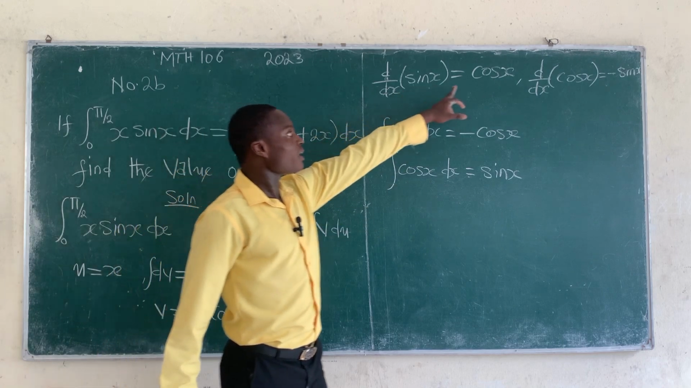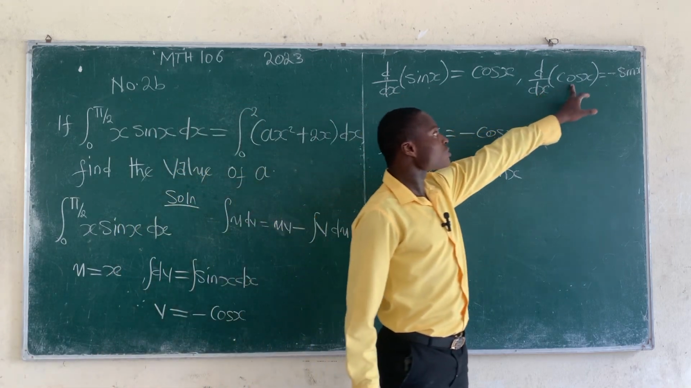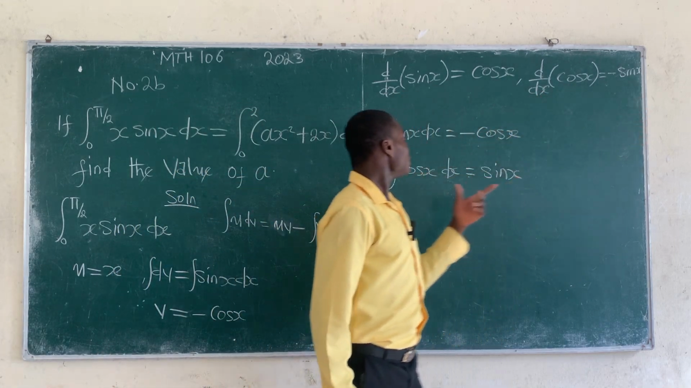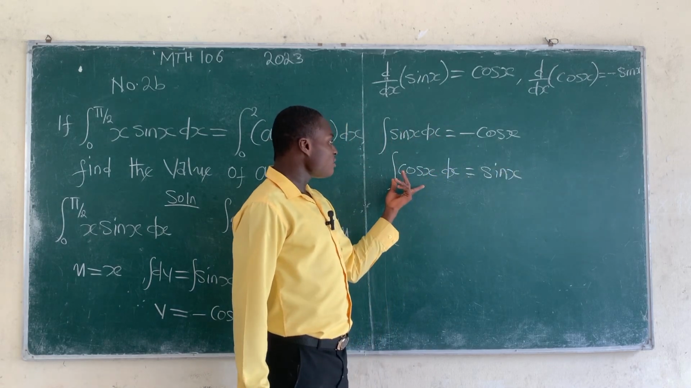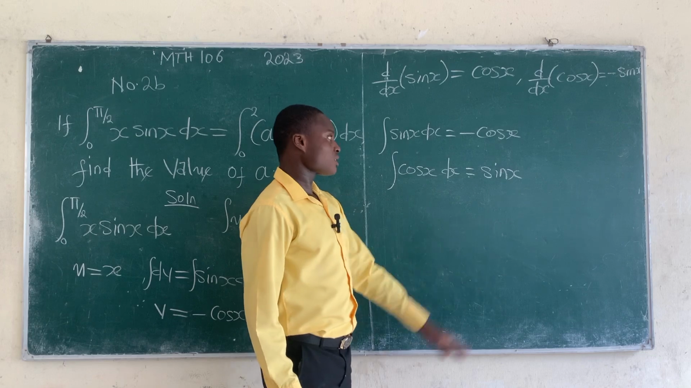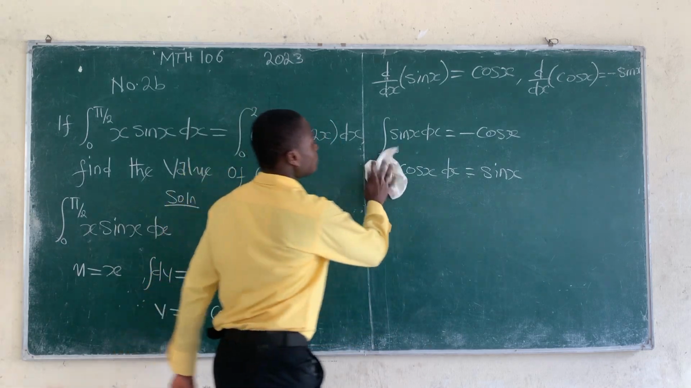If you differentiate sine x, you obtain cos x. If you differentiate cos x, you obtain minus sine x. Then if you integrate sine x, you have minus cos x. And if you integrate cos x, you have just sine x. Please take note of this.